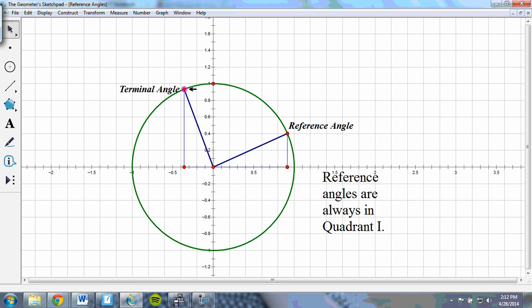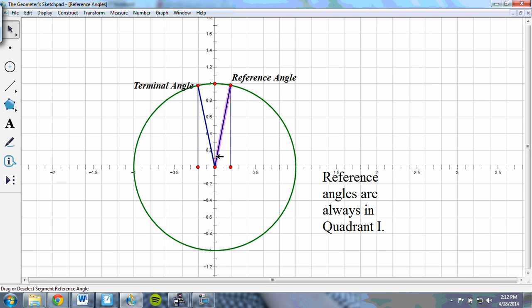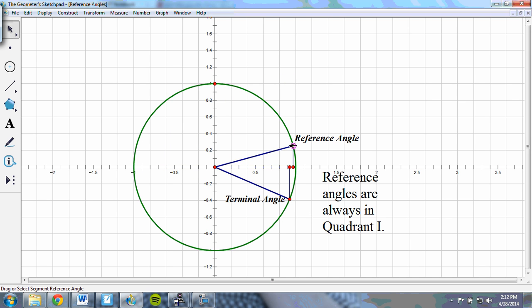I can move it around. If it's way up here, the reference angle is way up here, because now this angle is the same as this angle. Sorry, things moving around so weird. And if I put it way over here, the reference angle is way over here. Reference angles are always in quadrant 1.